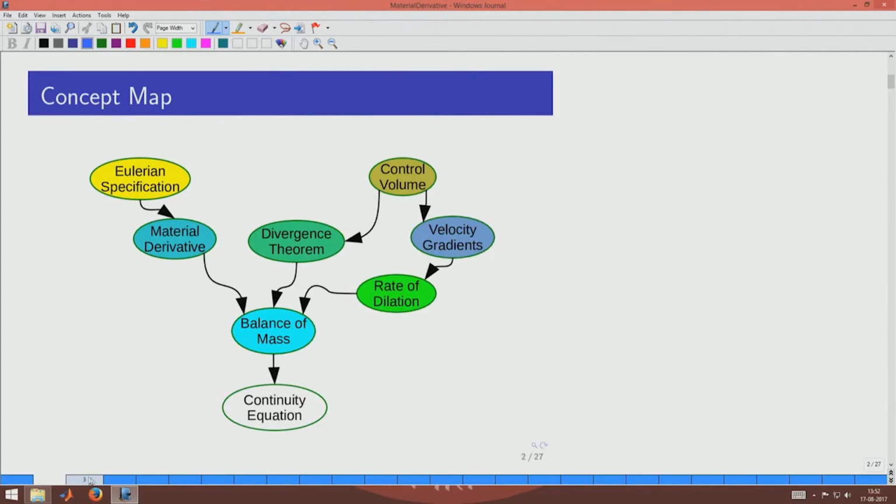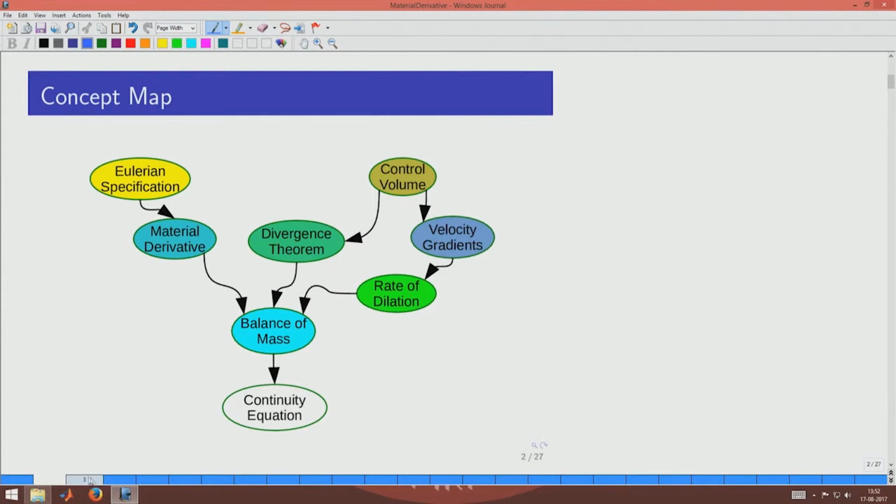Welcome to the session on materials derivative and continuity equation as part of the MOOC on transport phenomena in materials. The various concepts that we will be needing at the end of this derivation of continuity equation are given here. We will need to specify what kind of coordinate system we are using.